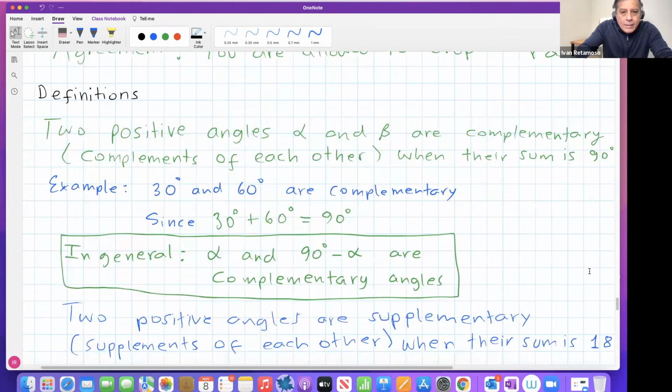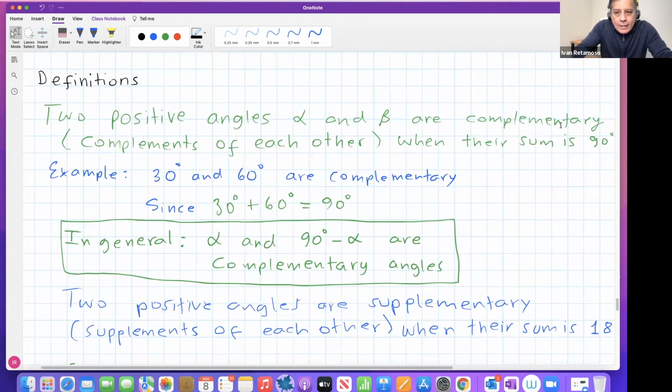Two positive angles, alpha and beta, are complementary, complements of each other, when their sum is 90. For example, 30 degrees and 60 degrees are complementary angles because 30 degrees plus 60 degrees is equal to 90 degrees. They complement each other such that they add up to 90 degrees.